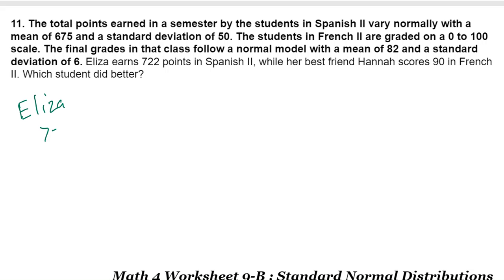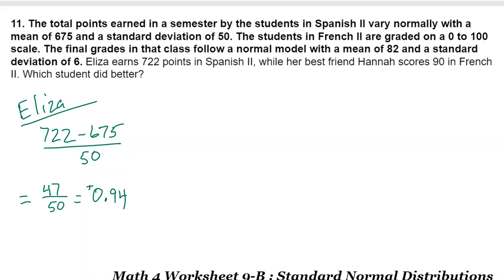Eliza scored, and one of the things about this is that both of these tests are being scored on completely different scales. And so it's really hard to compare apples and apples when you're dealing with apples and oranges. So the z-score allows us to get back to apples and apples. We can see, compared to the rest of the class, how did she do? So let's see now, Spanish 2 has a mean of 675 and a standard deviation of 50. That's going to be 47 over 50, which is going to be 0.94.